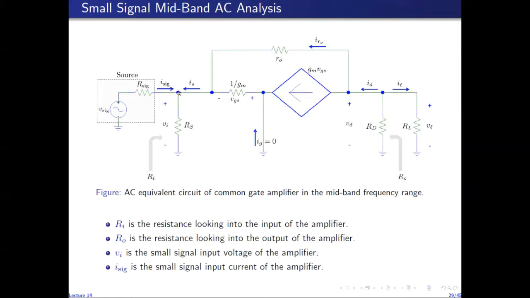So when this node is directly connected to ground, then RS and this circuit is essentially shorted out. So the source terminal is directly at AC ground. So the resistance seen looking into this side towards the left of the circuit between this node and ground is found by connecting a current source between this node and ground, and then measuring its terminal voltage.